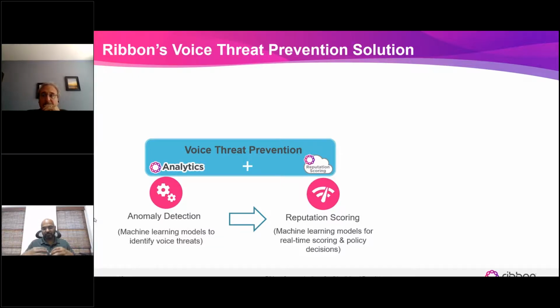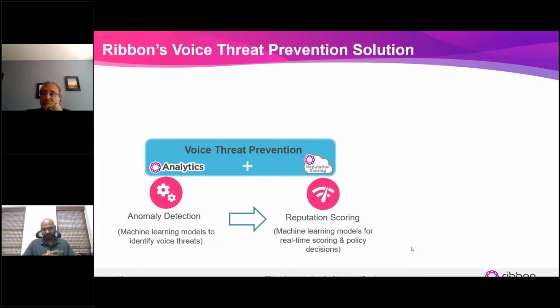It's not just the local enterprise's data, but reputation scoring gets global intelligence from third-party databases, from fraud databases, and from our own honeypot service that we run. So it gets global intelligence, and then we mash up the local behavioral anomalies and the global intelligence, and we come up with a real-time score that can then be acted upon. So analytics on-prem and reputation scoring in the cloud really act together to create this voice threat prevention solution from a Ribbon perspective.